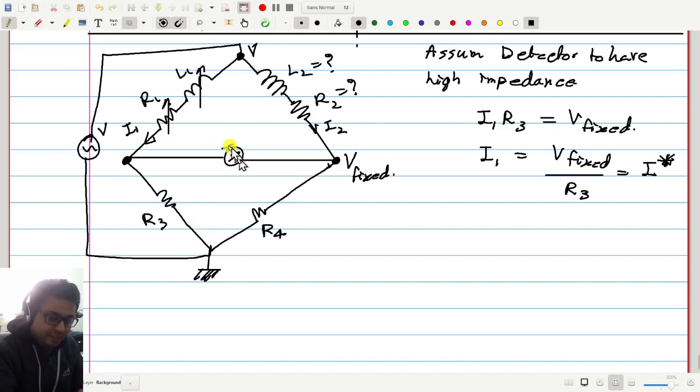Okay, so if this impedance is high, which is possible, if you take a good oscilloscope, this impedance will be very high. Then whatever I2 is flowing here, the same amount flows here. Very little is bypassed, so the same current flows in this branch and in this branch, and I2 is therefore V divided by j omega L2 plus R2 plus R4. So I2 is fixed. If I2 is fixed, I2 multiplied by R4 is V fixed. So this is fixed.